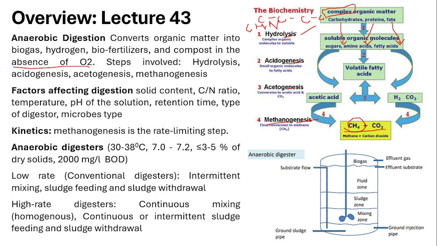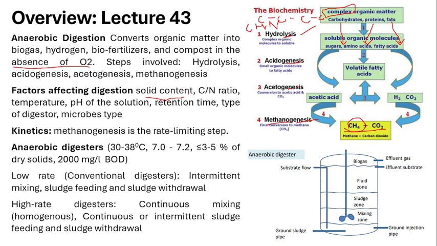Now we have seen the four steps: hydrolysis, acidogenesis, acetogenesis, methanogenesis. What are the factors affecting the digestion? How this digestion process can be affected is by the amount of solid content in it. Whenever we are talking about the solid content, the other possible content in our sludge is the water. When there is a lot of water present in our sludge, anaerobic digestion is very difficult to happen because when there is water, it will have a mixture of aerobic and anaerobic digestion. In the presence of water, O2 will also be there, right? So the efficiency will not be very good.